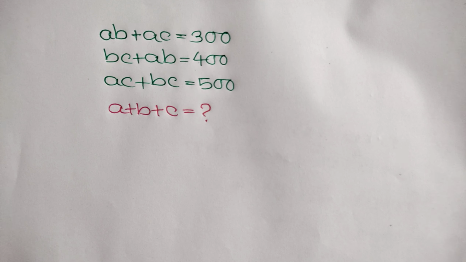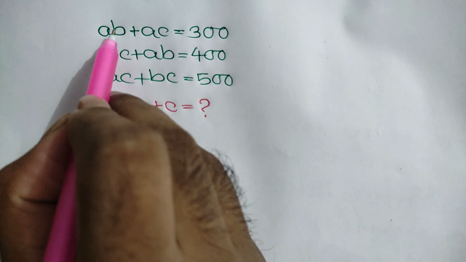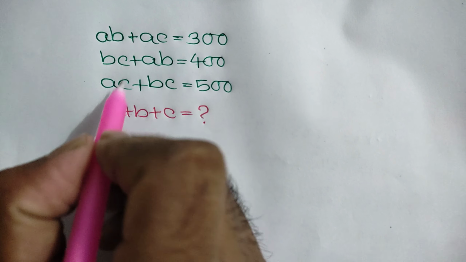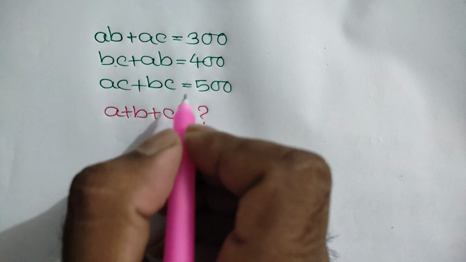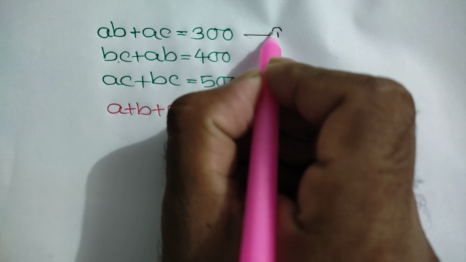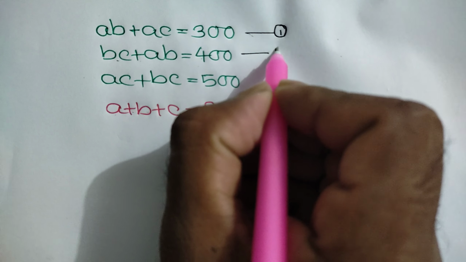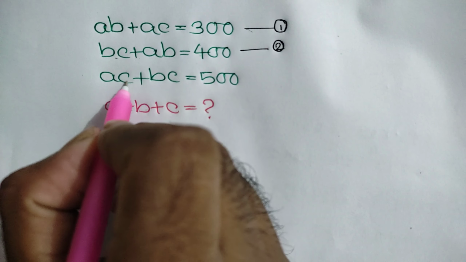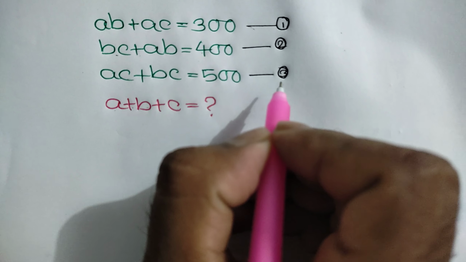In this video, I am going to show how to find the value of a plus b plus c, where ab plus ac is equal to 300, bc plus ab is equal to 400, and ac plus bc is equal to 500. Okay, ab plus ac is equal to 300, it is called equation 1. bc plus ab is equal to 400, it is called equation 2. And ac plus bc is equal to 500, it is called equation 3.